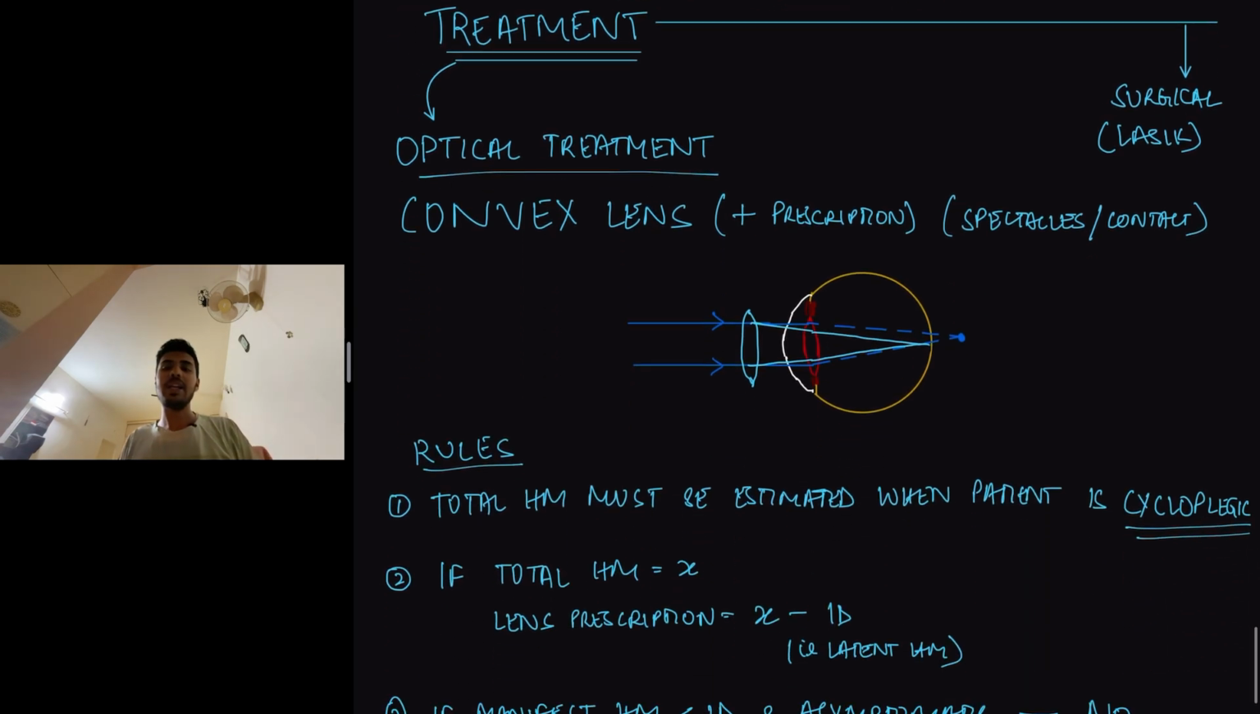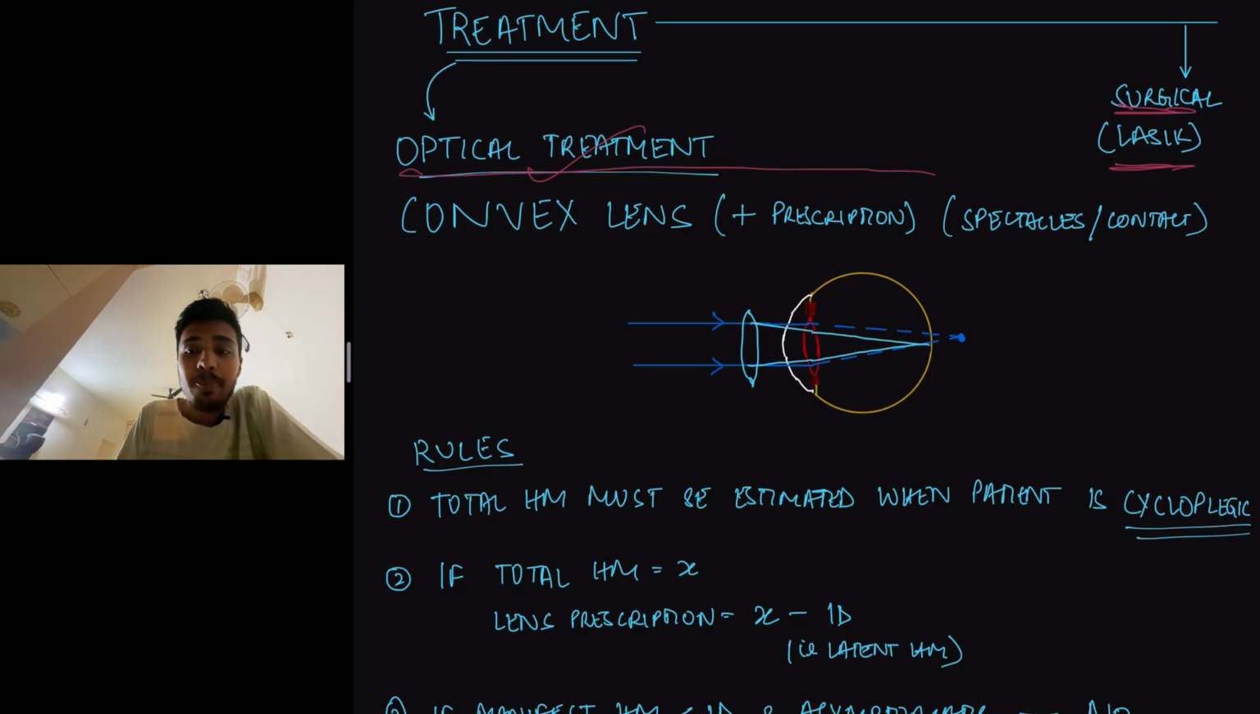Last, coming to the management. Now, what do you think the management is? You have surgical management like LASIK. Okay, that is what, if you're a rich guy, if you can afford it, you can do it. But do we do it for everyone? No. The main line, the most common line of treatment is optical treatment, and obviously you will give convex lens plus prescription. For hypermetropia, we give convex lens.